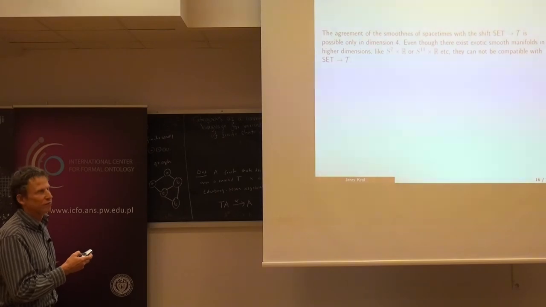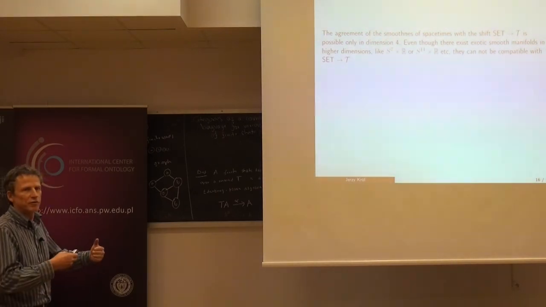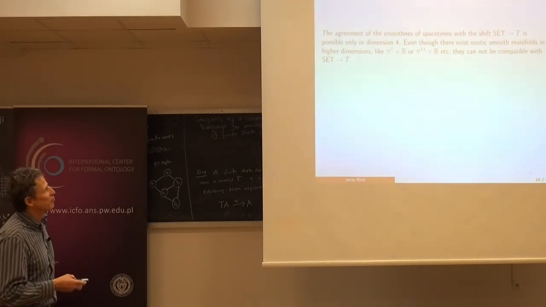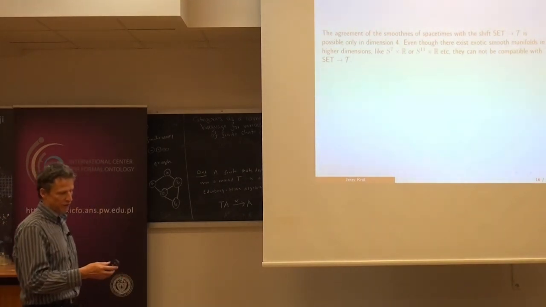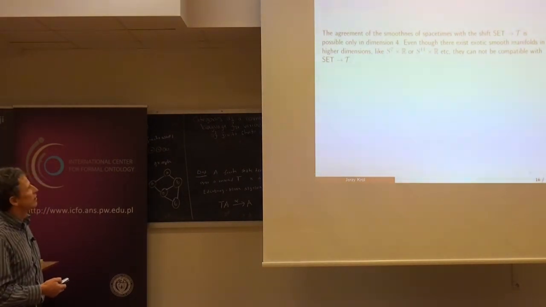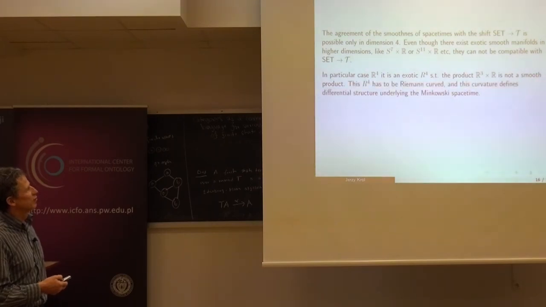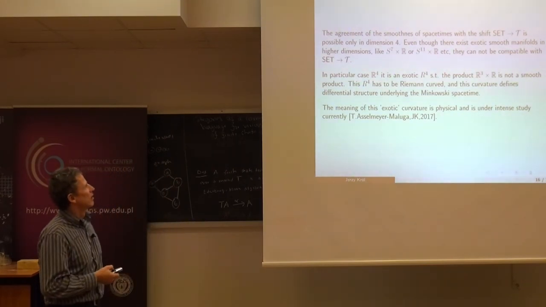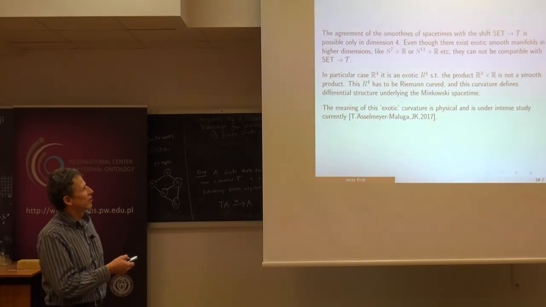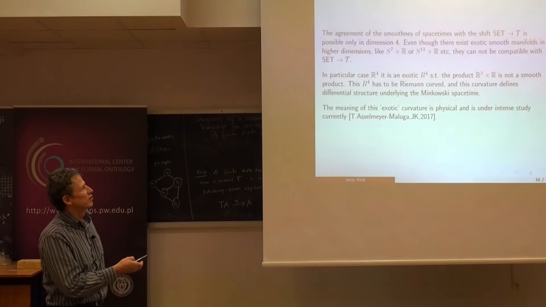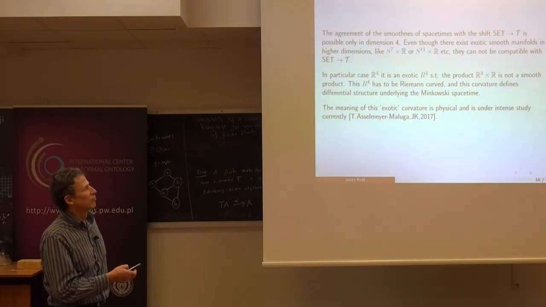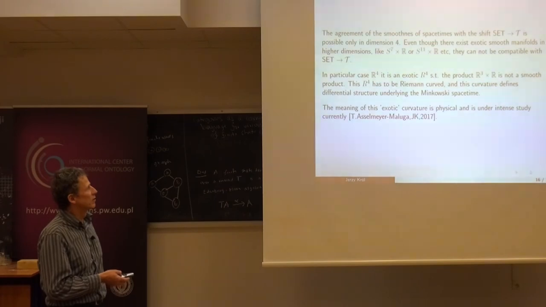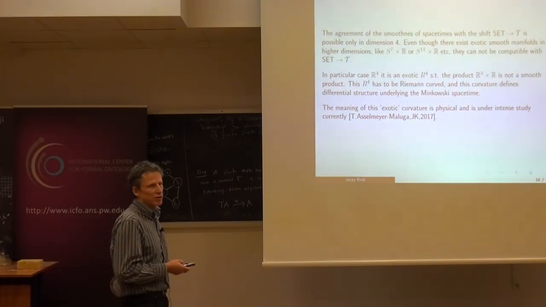So smoothness in four dimensions fits well with our incompatibility of the synthetic real line and the real line in Set. And because of this special property of smooth manifolds, the only possibility is four-dimensional. In the particular case when M3 times R, with M3 taken as R3, we get R3 cross R, which is exotic R4. And such an exotic R4, as Krzysztof also said, is a smooth manifold, but it cannot be flat. And this curvature has physical meaning.